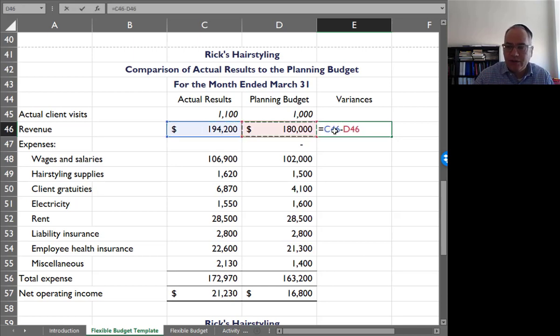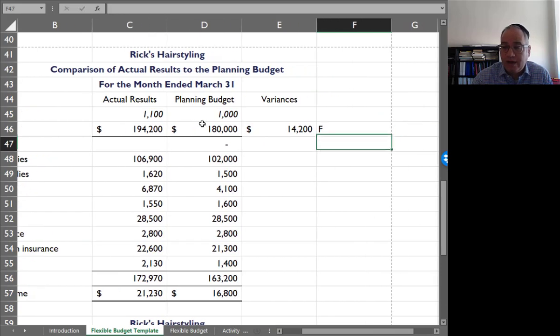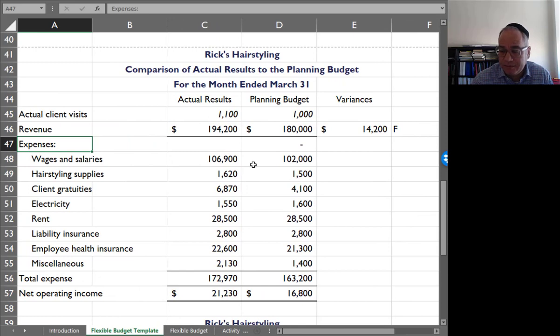I think in my book I do it a little bit differently. I think in my book what I did was I portrayed favorable variances as positive and unfavorable variances as negative. But what they do is they show all variances as positive, and they indicate favorable or unfavorable with an F or a U. So for example, revenue is higher, so this would be favorable, and they put in an F.